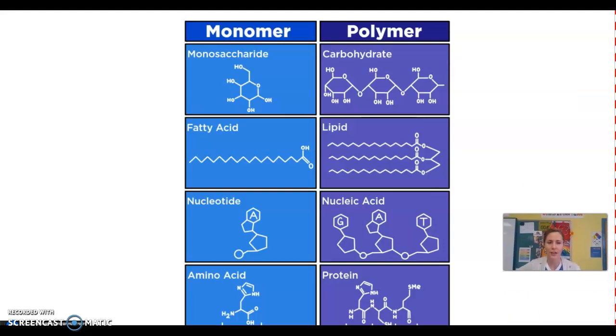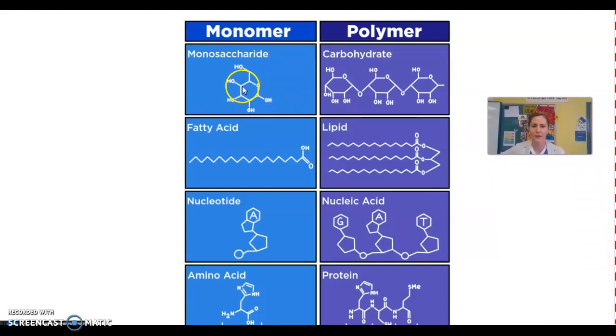The monomers of each of these, the monosaccharides, so those basic sugars like glucose, then the polymers would be a complex carbohydrate like starch, or even lactose in milk. Fatty acids are going to be your single chain here. A lipid is made up of combinations of fatty acids, whether they are unsaturated or saturated. Nucleotides are those base units. We have thymine, adenine, guanine, uracil, and nucleic acids are made up of a combination, so that DNA and RNA make up in the nucleus of our cells.